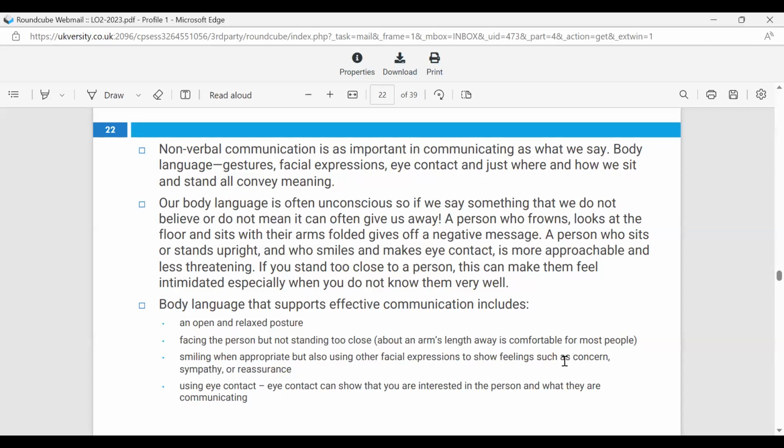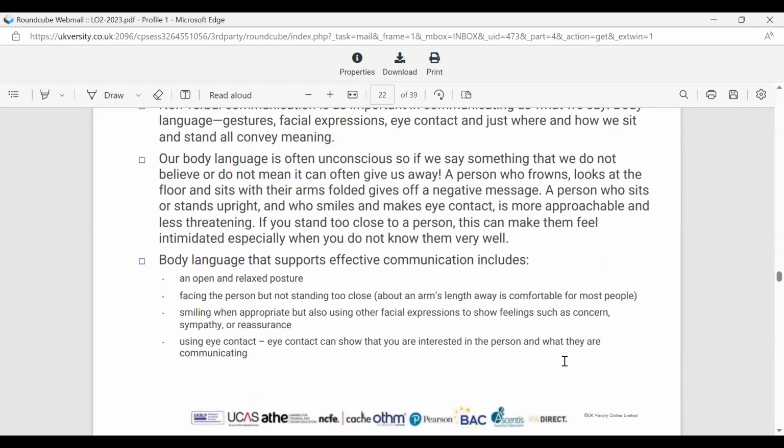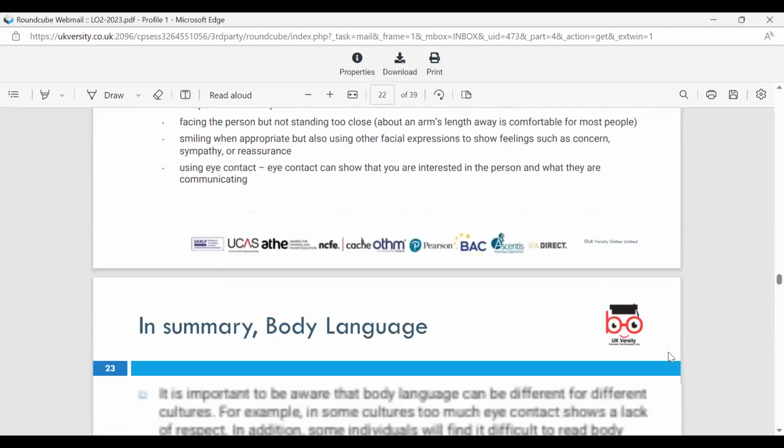If you stand too close to a person, this can make them feel intimidated, especially when they do not know them very well. Body language that supports effective communication includes an open and relaxed posture, facing the person but not standing too close, smiling when appropriate, but also other facial expressions to show feelings such as concern, sympathy, or reassurance, and using eye contact can show that you are interested in the person and what they are saying.